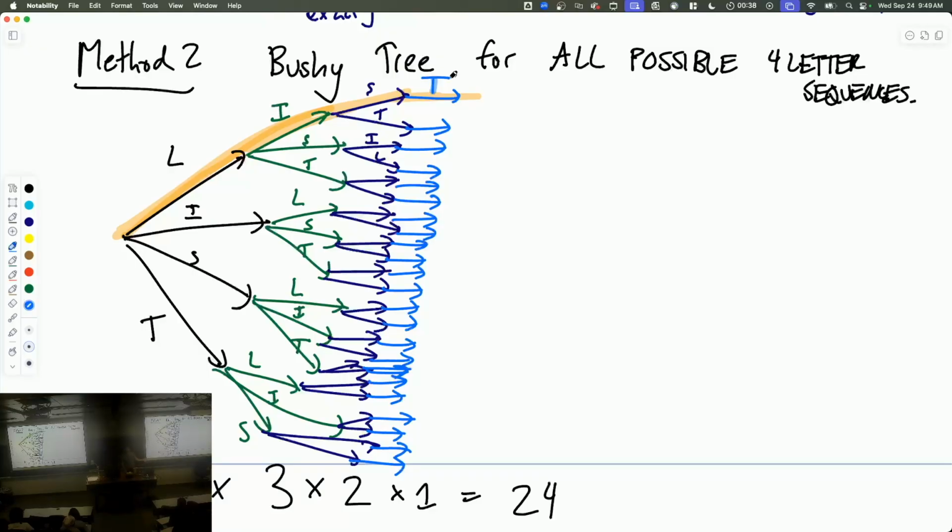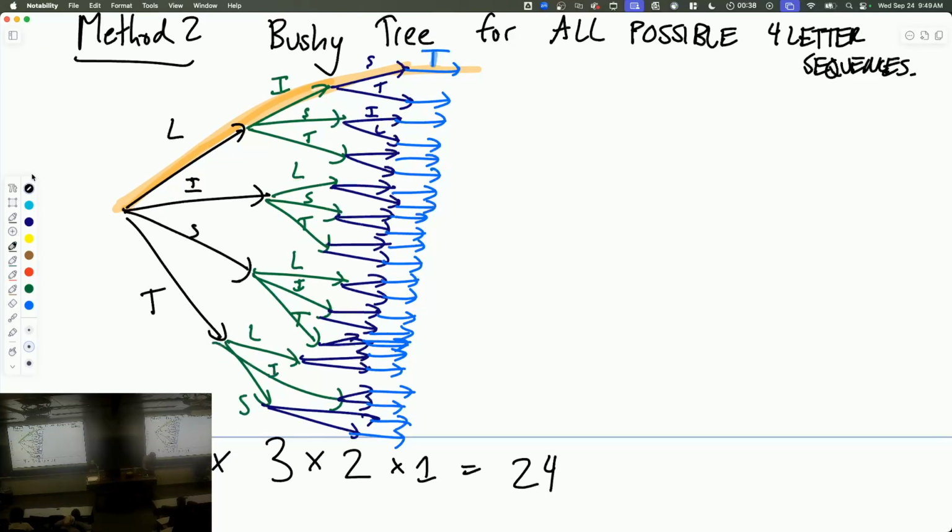Why are all the branches equally likely? Well, they're equally likely at every single step. It always splits equally, and so all the branches must be equally likely. You could also do the 1/4, 1/3, 1/2 times 1 rule, and also see that each one is probability 1 out of 24. So maybe this is a remark. All branches are equally likely.